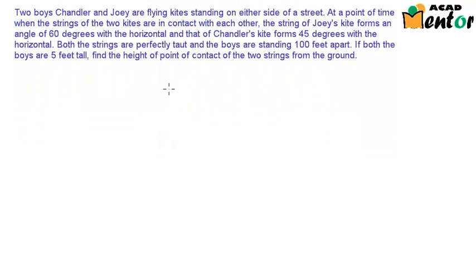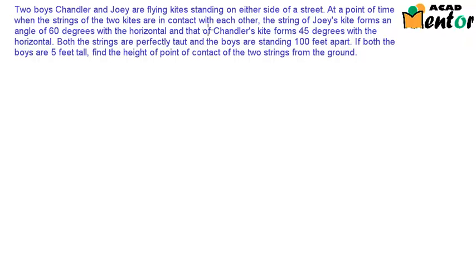Now the first step is to draw the figure. So let's start with the street. Let's say this is the street and we have two boys, Chandler and Joey, standing on either side of it. So this is boy 1, this is the other boy. Now let's say this is Chandler and we'll call this point C, and this is Joey, so we'll call this point J.